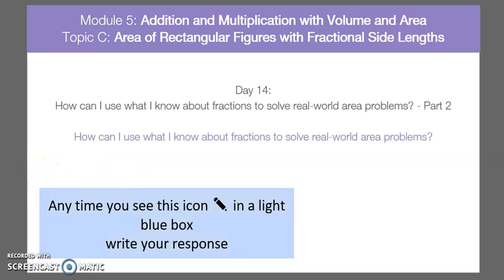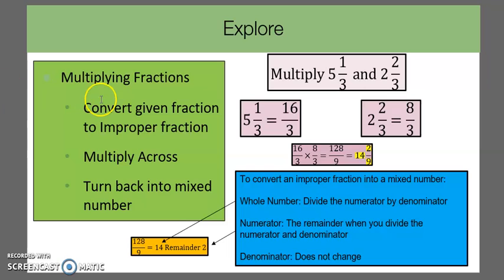Today's lesson will look at how I can use what I know about fractions to solve real-world area problems. Before we get into today's lesson, we're going to review a few concepts, such as multiplying fractions and also converting improper fractions into a mixed number.